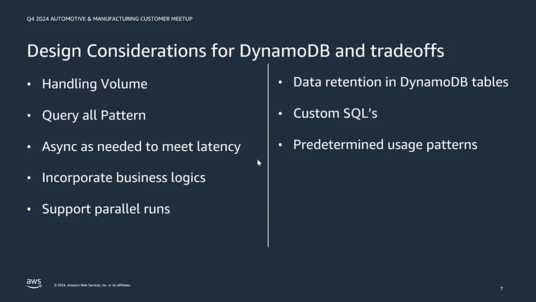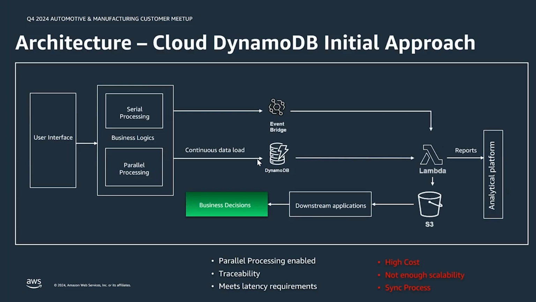So based on this, we came up with our first architecture for the volume data management, including DynamoDB. This is how the approach looked. This is our iteration 1, where we created the user interface, and then we started parallelizing the transaction, like serial processing and parallel processing. We made the business logic in such a way that the transactions can run in parallel. And then it continuously loads the data into DynamoDB. DynamoDB is a storage technology that is capable of storing the data we are generating at the speed at which we are generating it.